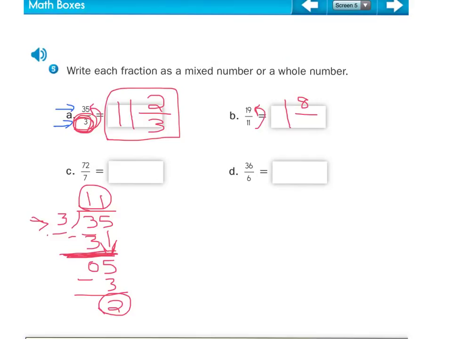Which is 8. So 8 is my numerator. Again, my denominator, remember, is going to stay the same. So 1 8/11 is going to be my answer for number 5B.